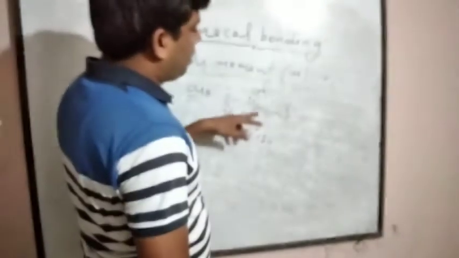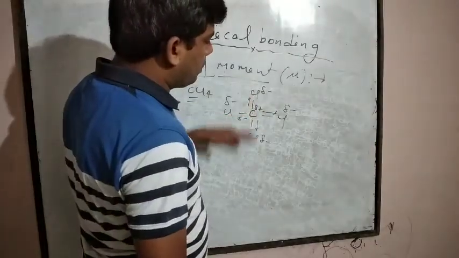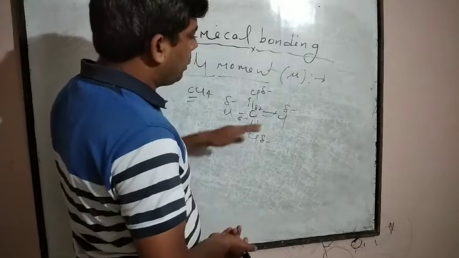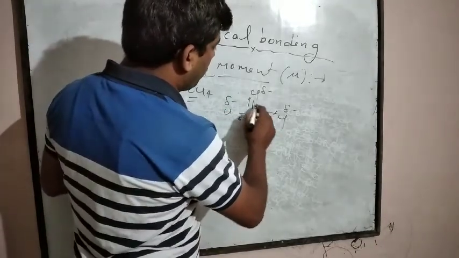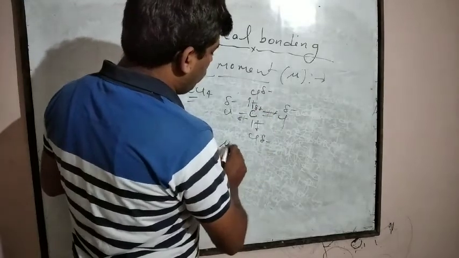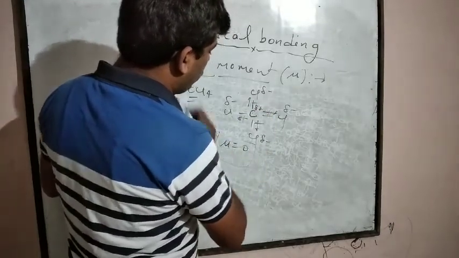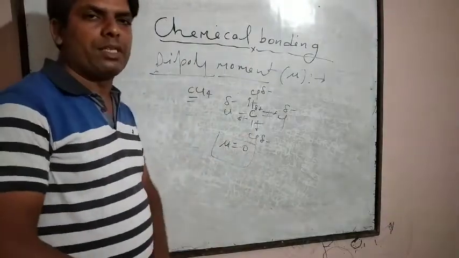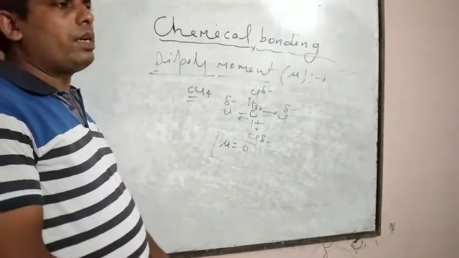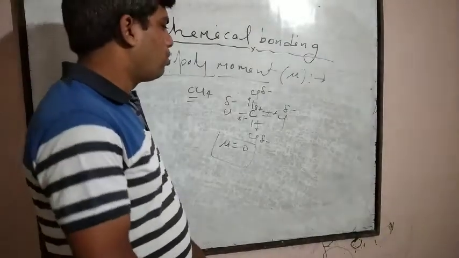Here, this structure is symmetrical and each dipole moment cancels the others. That's why mu is equal to 0. Net dipole moment is equal to 0. In this compound, the net dipole moment is 0.